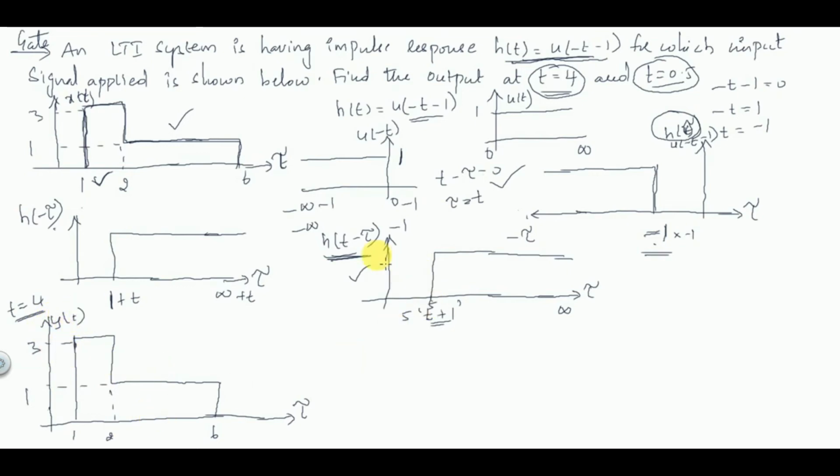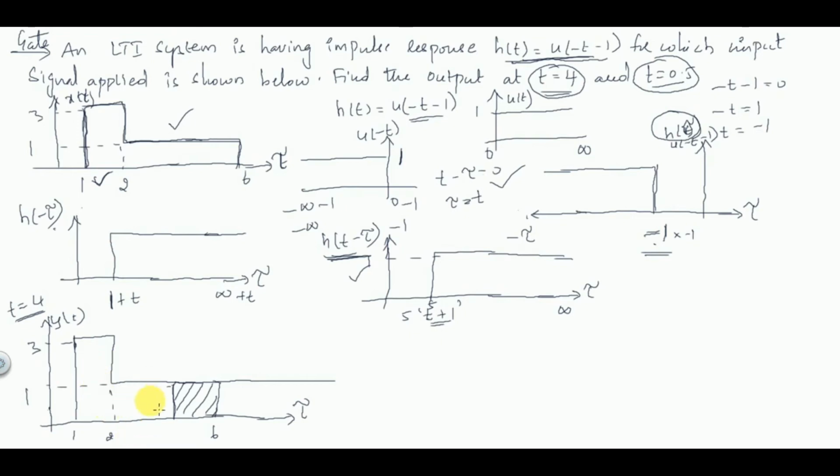So what is h of t minus tau? It extends from 5 with an amplitude of 1. So the amplitude is the same, 1, and extends up to infinity. Okay, so what is the common area? This is the common area.